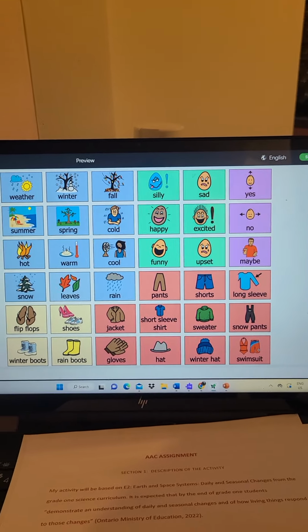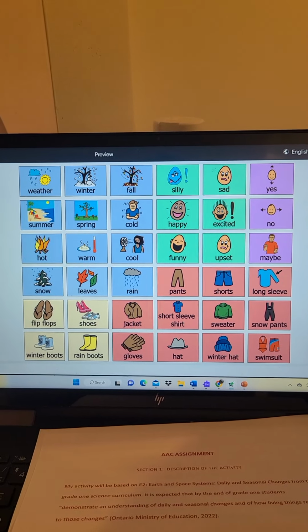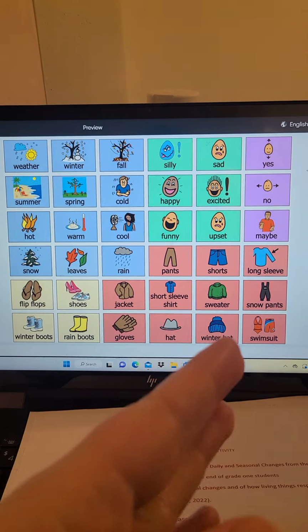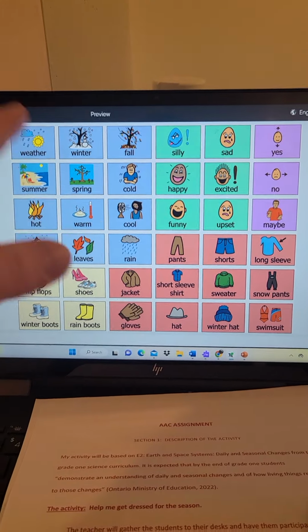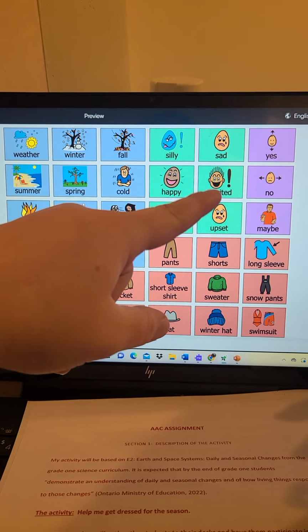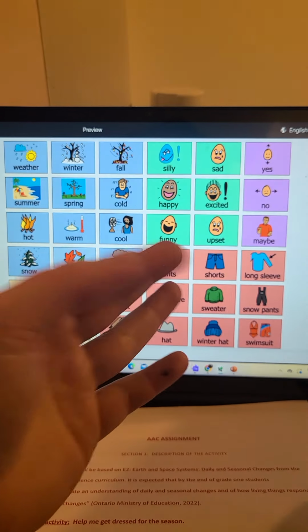My activity is based on weather and what clothing will be worn with each season. So that is why the clothes are there. And then this stuff is about the weather. This right here is how he's feeling. And then these are to answer yes, no, maybe questions.